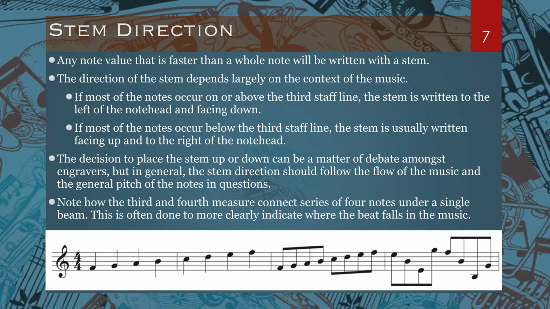So you see in measure 1 that B, it goes down, because the majority of the notes will have stems facing down.